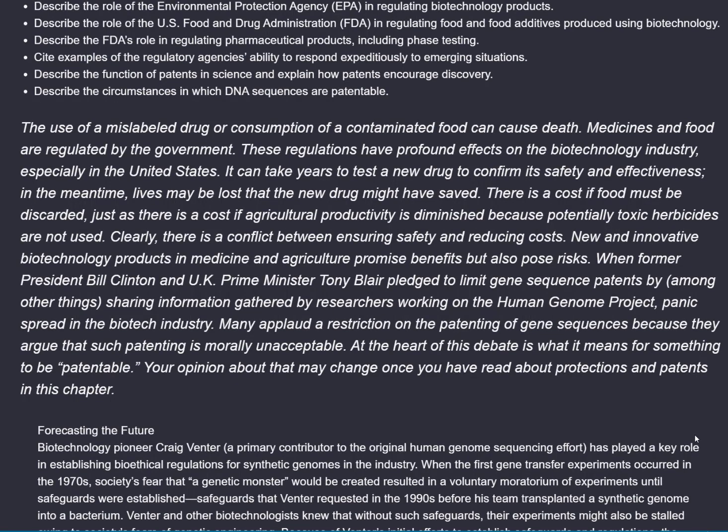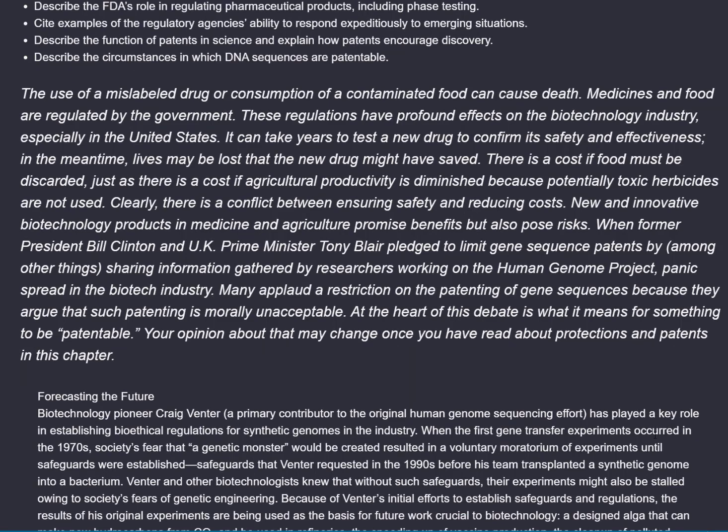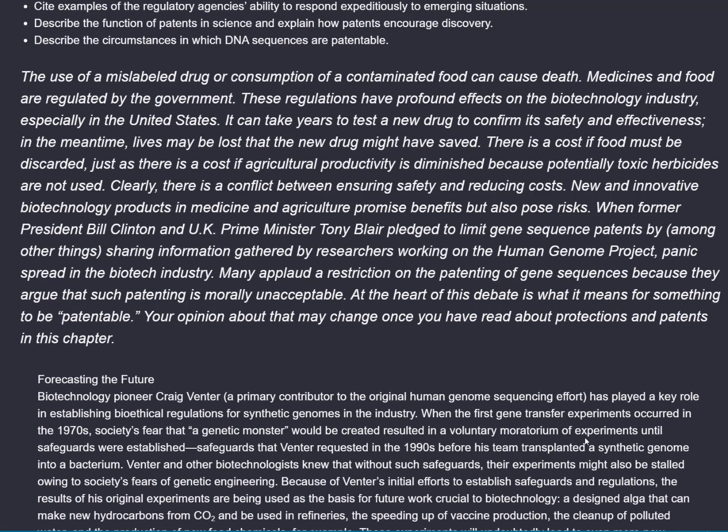Describe the role of the Environmental Protection Agency, EPA, in regulating biotechnology products. Describe the role of the U.S. Food and Drug Administration, FDA, in regulating food and food additives produced using biotechnology. Describe the FDA's role in regulating pharmaceutical products, including phase testing. Cite examples of the regulatory agency's ability to respond expeditiously to emerging situations.